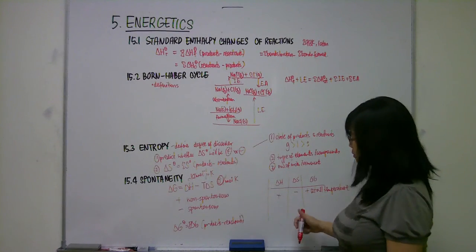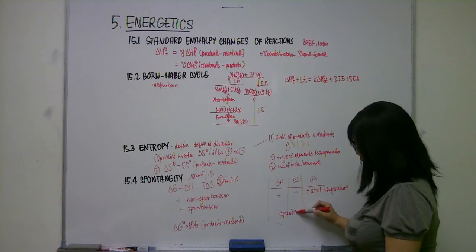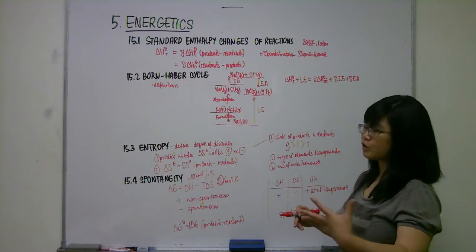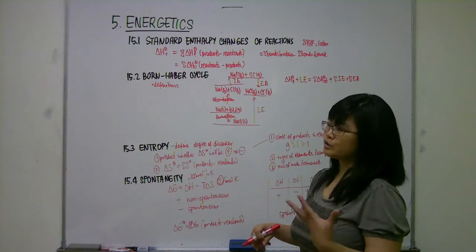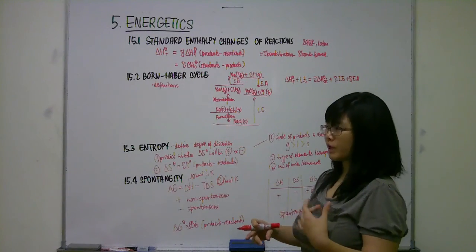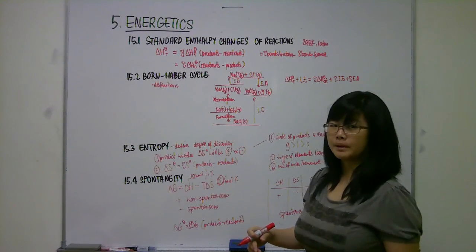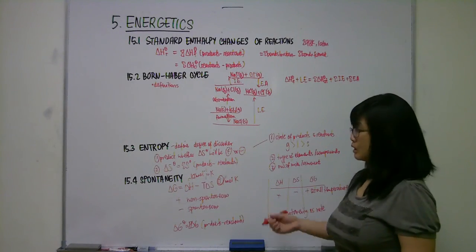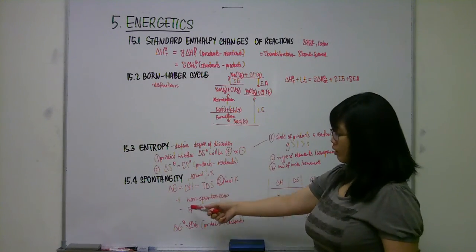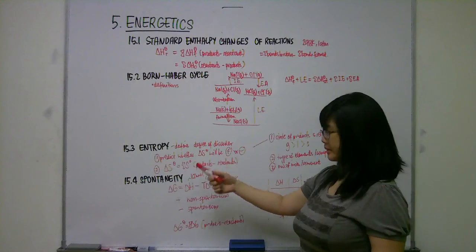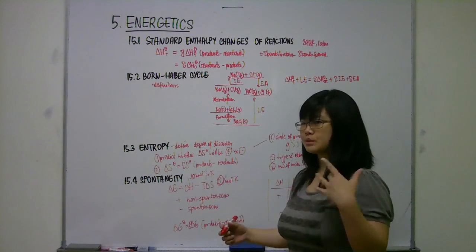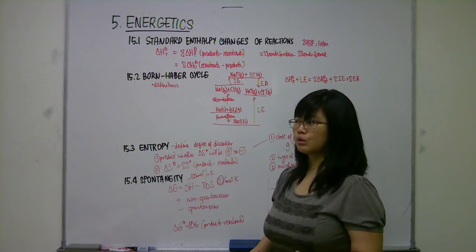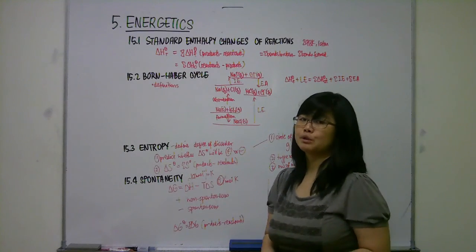Also, you need to link between spontaneity and rate. You need to let your student be aware that if a reaction is spontaneous, it doesn't mean it will happen because the rate may be too slow or any other reason. So just explain to your students that delta G can only predict whether the reaction will be spontaneous or not, but it doesn't say anything about how fast it will happen. How fast it will happen will be discussed in the next chapter, which is kinetics.